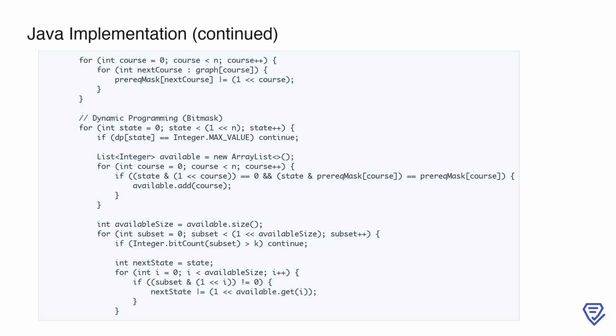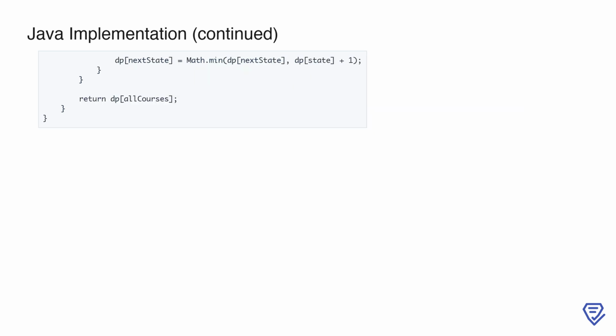For each subset of available courses, we ensure that the number of courses in the subset does not exceed the maximum allowed per semester, k. If the subset satisfies this constraint, we compute the next state by marking the courses in the subset as completed in the current state. Finally, we update the dynamic programming array for the computed next state. By comparing the existing value of DP[nextState] with DP[state] plus 1, we ensure that the minimum number of semesters required to reach this state is stored. This update is repeated for all valid subsets of available courses, systematically exploring all possible paths to complete the courses.